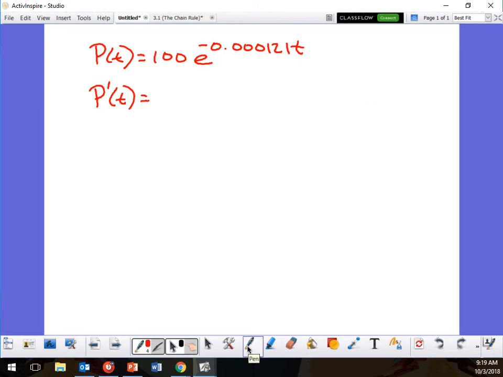So when I do this, it's going to give me a negative 0.121, right? And then e. Now, do I change the exponent on e? No, I don't change the exponent. The exponent stays the same on e. So that's going to be my negative 0.000121t. There it is. There is the derivative there, right? So we found the derivative of that.